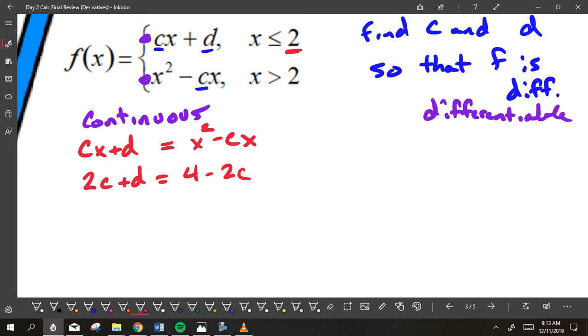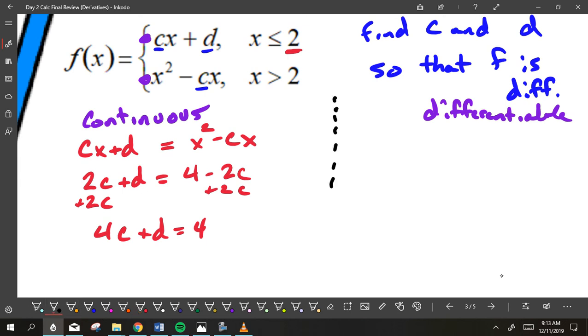If I were to solve this, I could add the 2c over, and I could get 4c plus d equals 4, which is great, but I have two variables, and if I have two variables, I can't solve it. So I can't solve this equation. I need another equation in order to figure out what c and d are. So that's when it's going to be continuous.